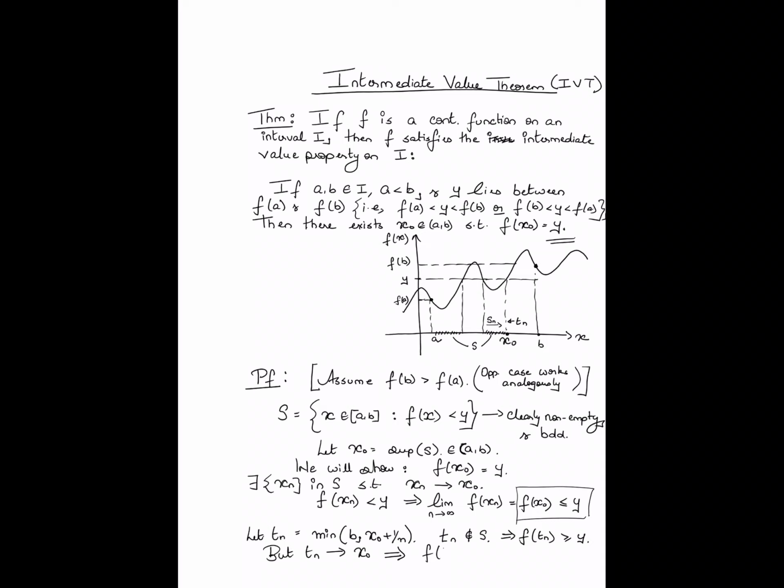Which implies that f of T_n, which converges to f of x naught, must also be greater than or equal to y. And so we have essentially proved that f of x naught is less than or equal to y and f of x naught is greater than or equal to y. We can conclude therefore that f of x naught is equal to y. And that shows that the intermediate level y is necessarily attained by the continuous function f. Alright, so that is the statement and the proof of the intermediate value theorem. What we will now do for the remainder of this video is go through a bunch of corollaries of the intermediate value property that we have just established. The first of these is related to fixed points. Let me write the statement of that now.